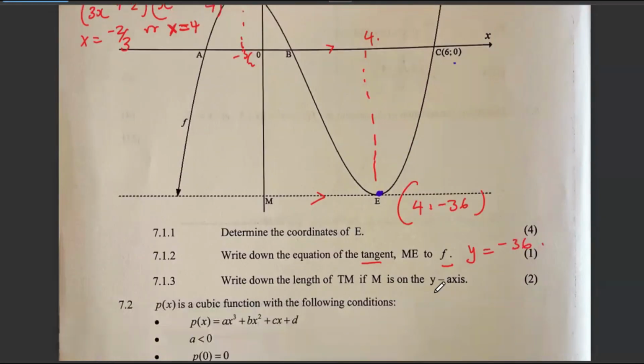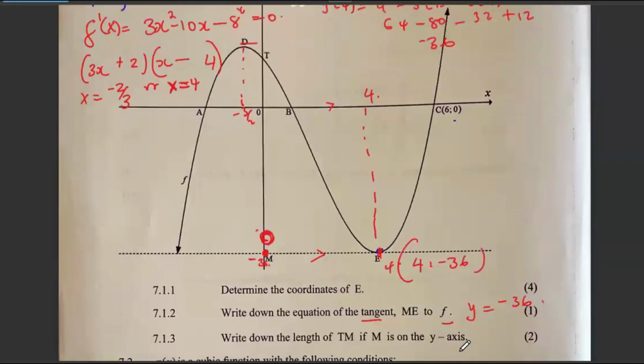All right, then they want us to get the length of TM if M is on the y-axis. So what is the y value here? Does that make sense? Nope. The y value is negative 36, yes. But then the x is 0. Okay, x is 0. This is 4. They want the length TM. Oh, this is EM. Where is TM?